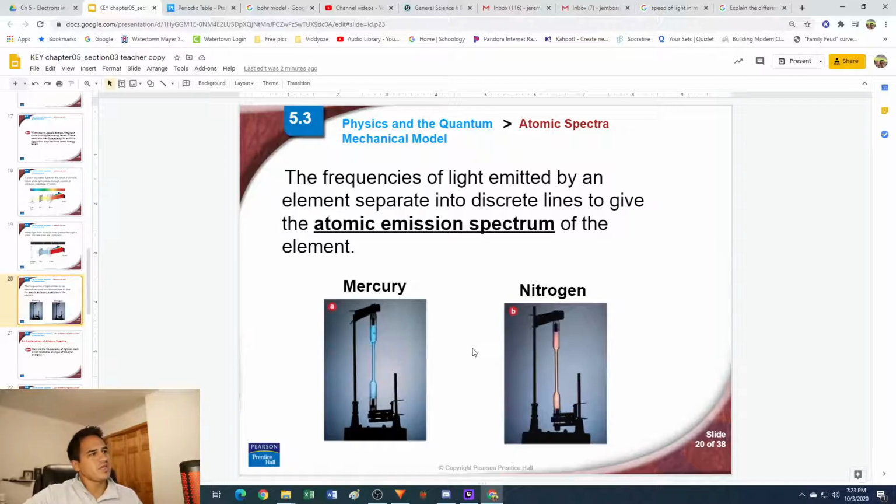The frequency of light emitted by an element is going to be broken up into discrete lines, again called an atomic emission spectrum. And if you burn these things or you energize them with either electricity or fire, they're going to give off different colors. These two pictures show mercury and nitrogen gas inside of a little glass tube, and you run an electric current through it, and then the tube glows a certain color. If you were to put this in fire, it would also burn that color as well.